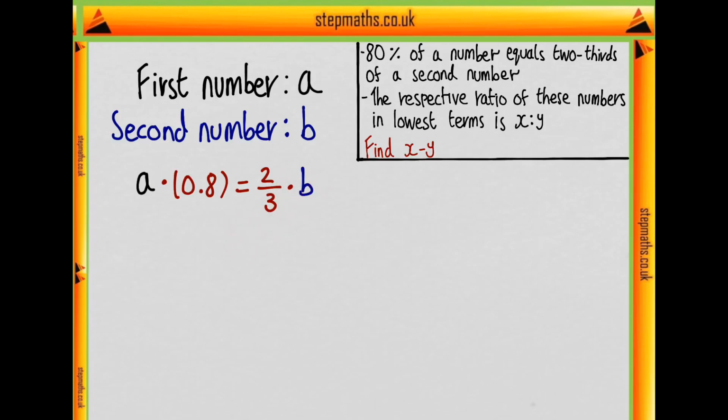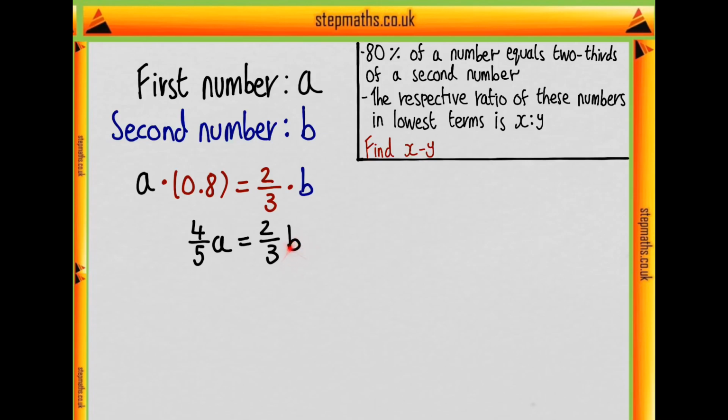First thing though, we've got a decimal here, a fraction here. It's not a good combo to have. So considering we're working with ratios and we want integers in the end, let's convert this to a fraction. 0.8 is 4 over 5, so we get 4/5 A equals 2/3 B.